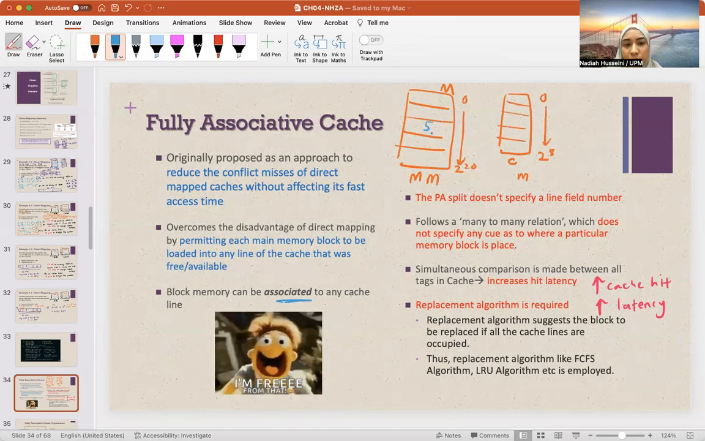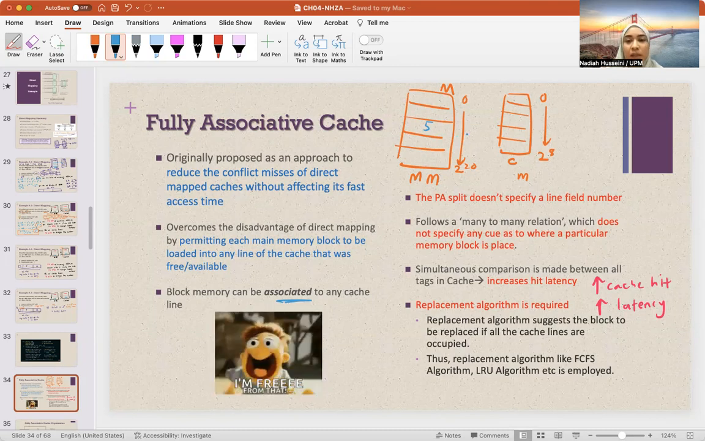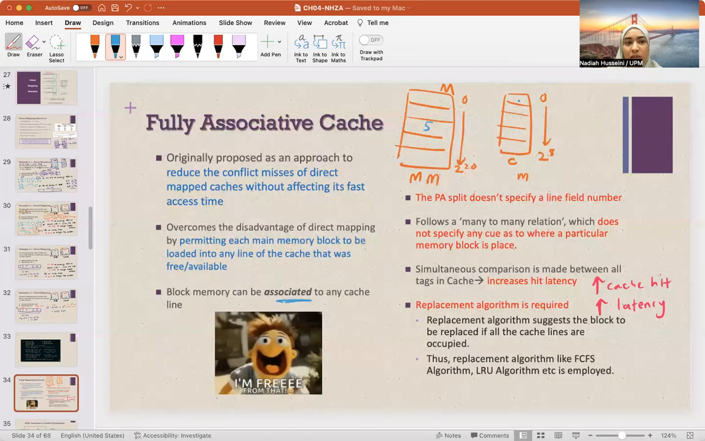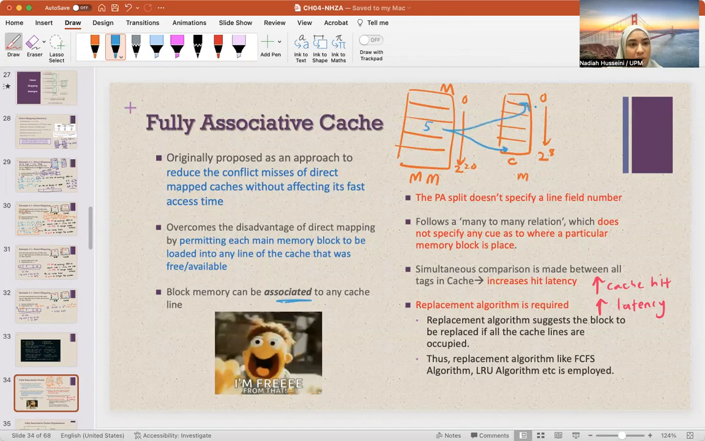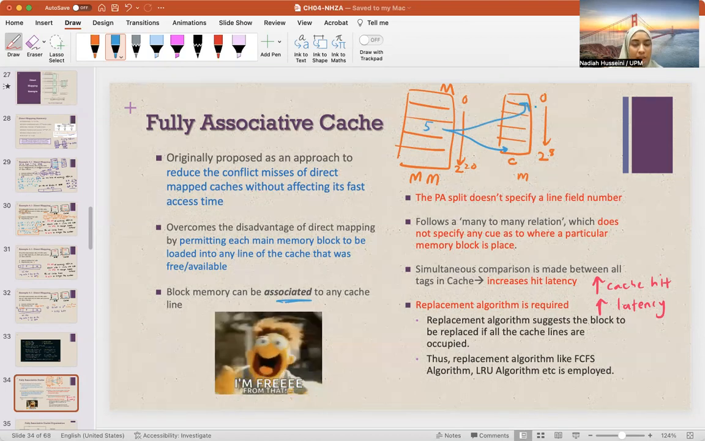Now, for fully associative cache, the great thing about it is that it's totally flexible, in the sense that whichever cache line is available, doesn't have any memory there, I can just map it. It can be at the bottom of the cache, at cache line number 0, it doesn't matter. As long as it is available, the block can map onto that cache line.